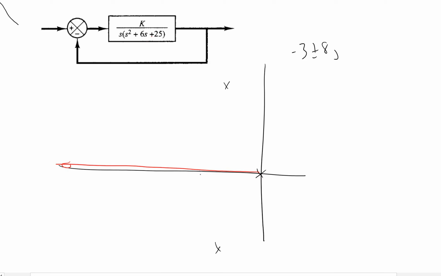Now we can also draw the asymptotes, and I have done the math on this also, and we find that the intersection is here at minus 2. We've got three poles, so we've got one asymptotic line going towards minus 180, and the others going at plus or minus 60 like this. We start at the open loop poles and go to the open loop zeros or infinity. So the two branches at these complex poles are going to have to go off along those asymptotic lines. And so that's what's going to happen on this.